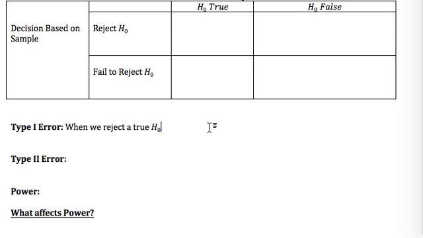So when we reject a true H sub 0, that's of course an error. That's what we call a type 1 error. And you can't mix these up. Very important. Can't mix them up. These are 2 very different things.